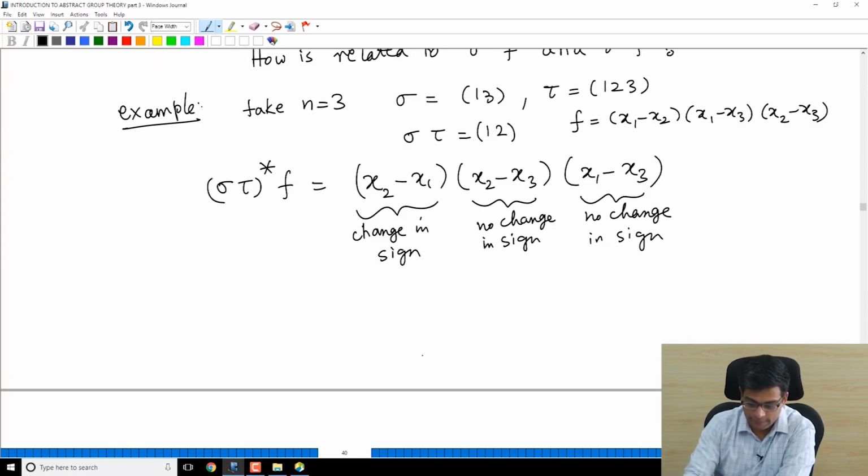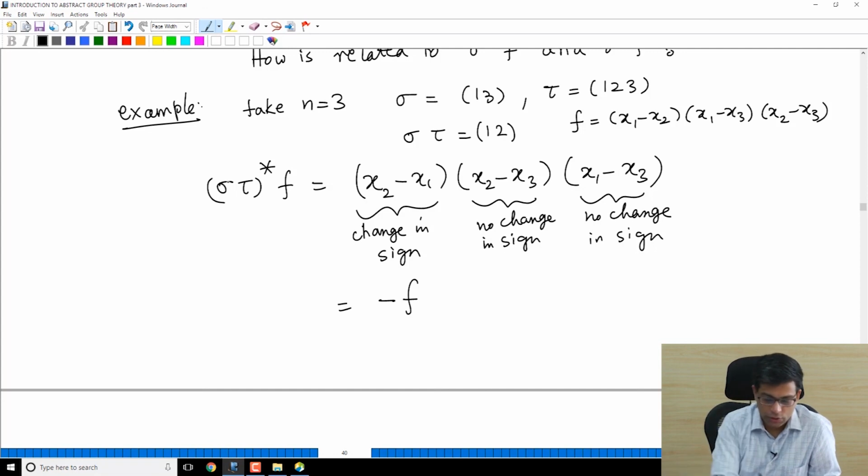Okay, now what is this? This is f, minus f, right? Because there is one change of sign, so it is minus of x1 minus x2, the other two are fixed, so this is minus f. So sigma tau whole star, so this is sigma tau, first you multiply and then take star.